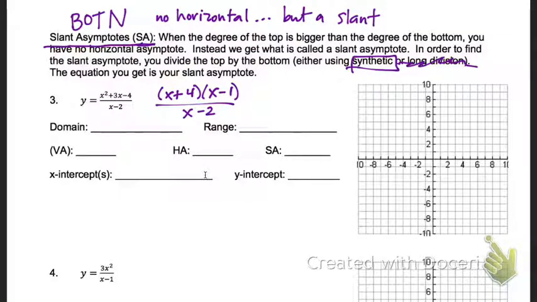No holes. Okay, second thing, vertical asymptote, set the denominator equal to 0. So where's my vertical asymptote? 2.